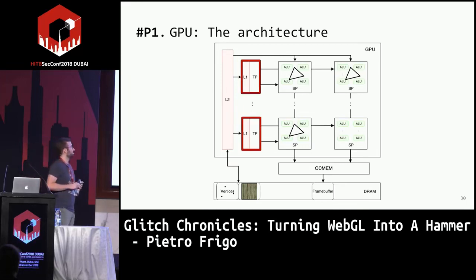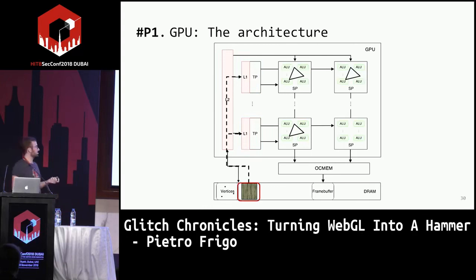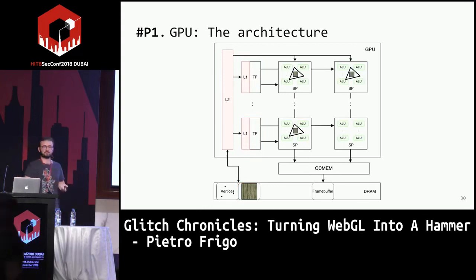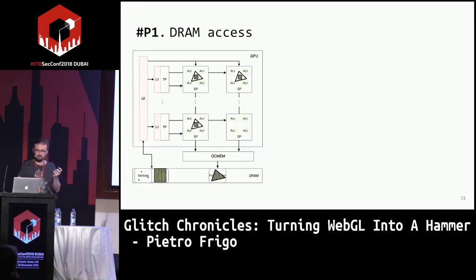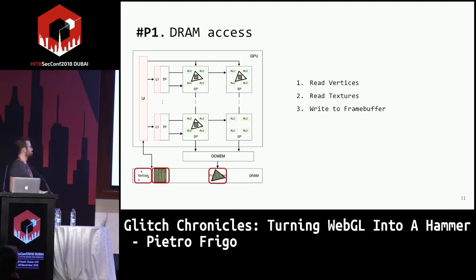During the fragment shader, you will call these TPs, which are the texture processors. And the texture processors are the ones in charge of getting the data from the textures. So they will call the textures and fill in the fragments with the texture data. At the end, you will just output everything to the frame buffer and be done with the whole process. Now, we look at what DRAM access points you have, and as you can see, you have these three. You can read the vertices, read in the textures, or write to the frame buffer.